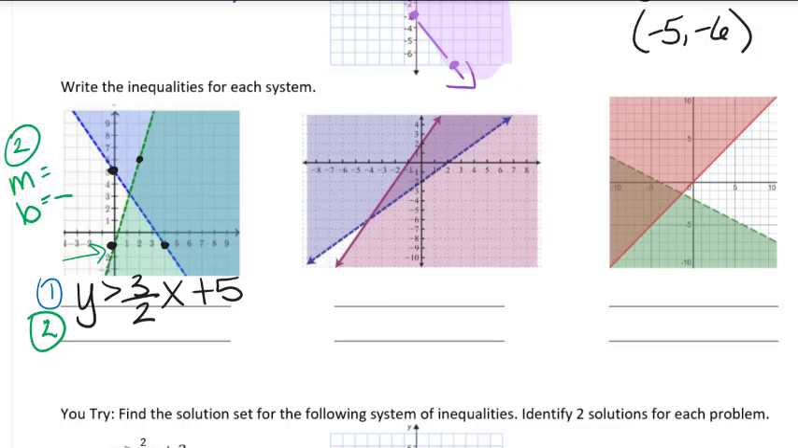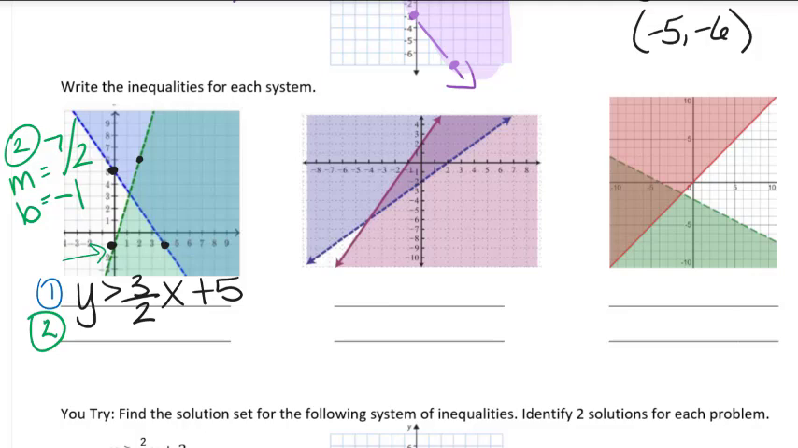So my slope is 7/2. And then I need to identify what my symbol is going to be. It's a dashed line, so my two options are greater than or less than. And then I decide where it is shaded. Again, use the white space area to help you identify that.